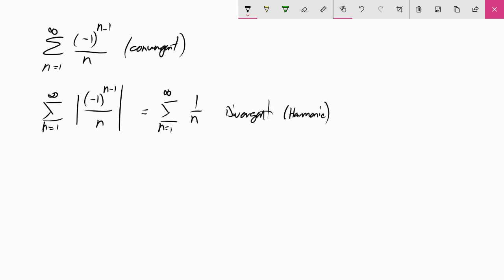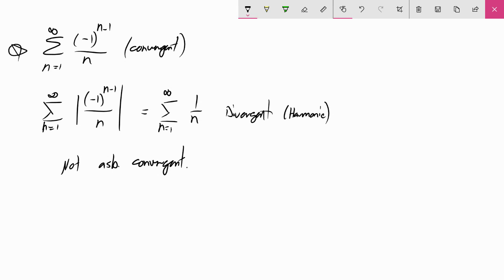So it's possible to be convergent and not absolutely convergent. In this case, when we tested our original series, we saw that it was not convergent when we put it in absolute value. So this is not absolutely convergent. And again, the lesson here is that it's possible to be convergent, but not absolutely convergent.